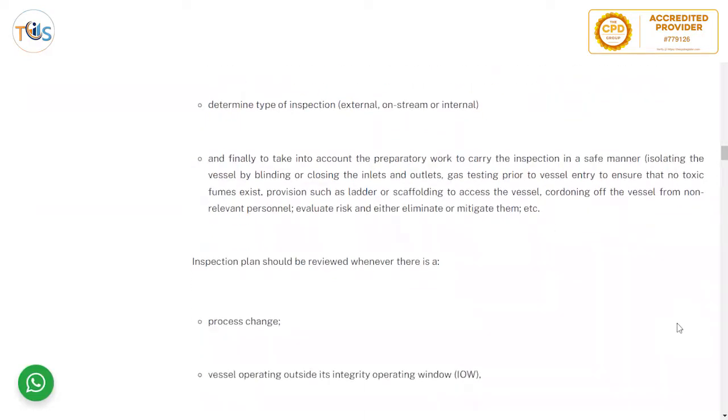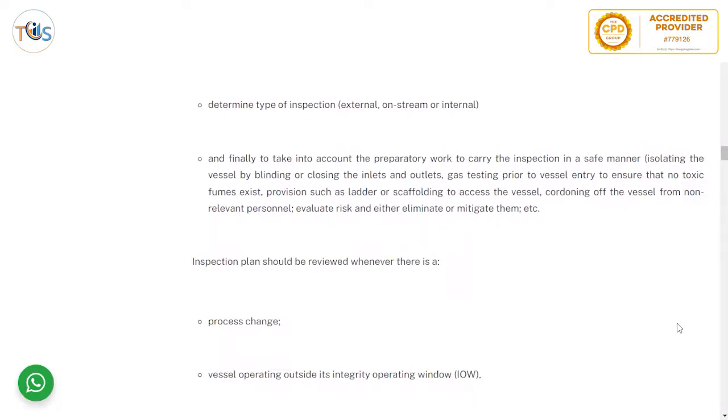And finally, take into account the preparatory work to carry out the inspection in a safe manner, in the sense that you need to isolate the vessel by blinding or closing the inlets and outlets, gas test prior to vessel entry to ensure that no toxic fumes exist, provisions such as ladder or scaffolding to access the vessel, cordoning off the vessel from non-relevant personnel, having somebody on watch at the vessel manhole to also warn other people around the vessel, as well as observe the surroundings and check on the inspector while he's working to see that he's safe, and evaluate risks and either eliminate or mitigate them.